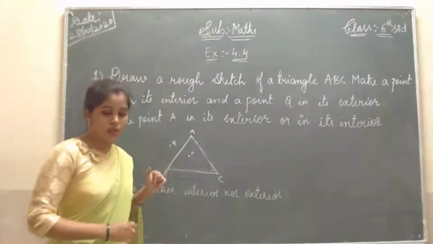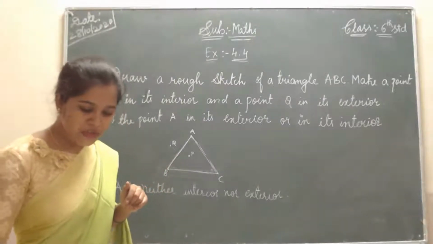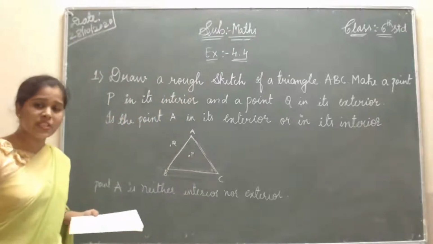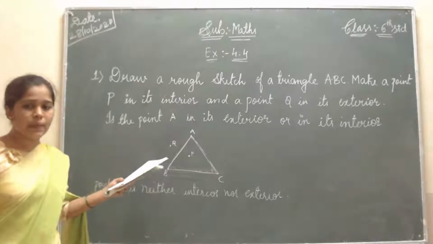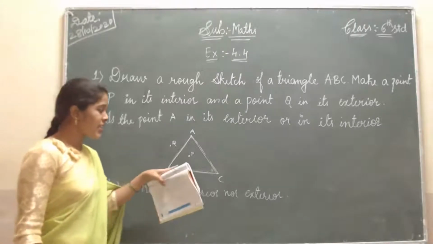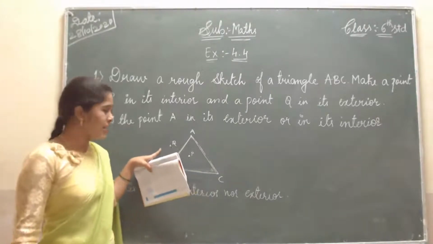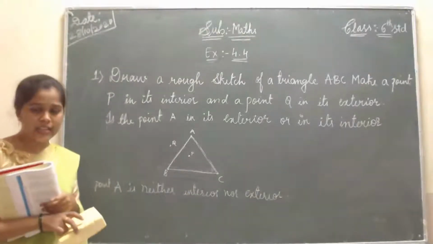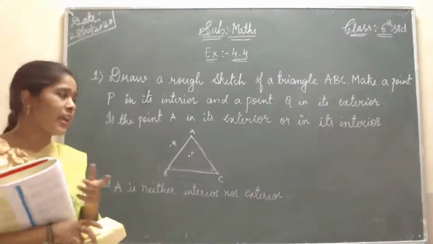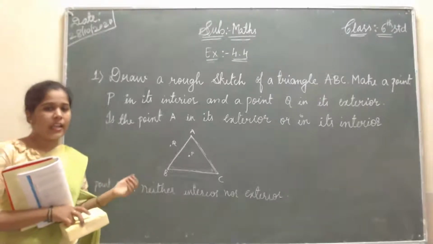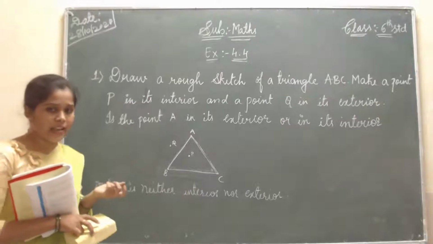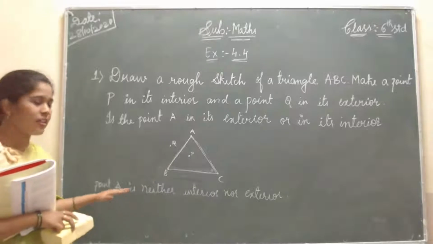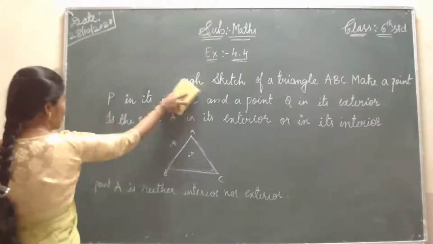So this is all about this question. First question done. Hope you understood this one. We have to draw a rough sketch of a triangle, name the vertices A, B, C, and mark an interior point P and an exterior point Q. Next, we have to say whether point A is in the exterior or interior. A is neither exterior nor interior. A is a vertex, on the triangle. We don't have to write that; we just write that A is neither interior nor exterior.